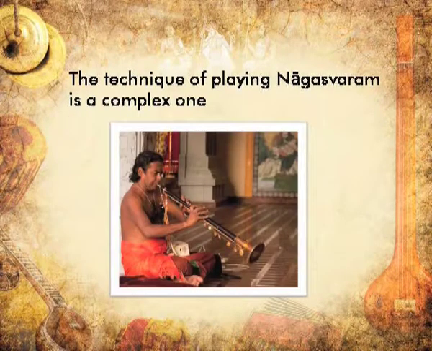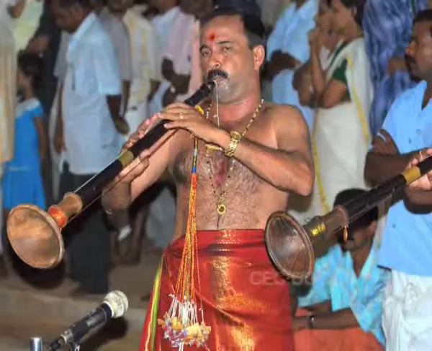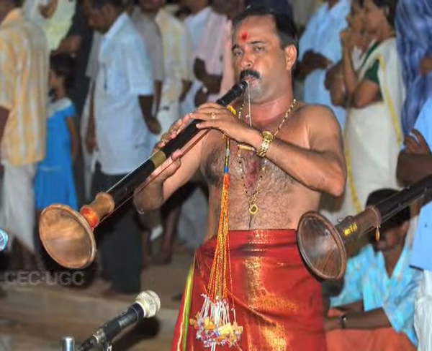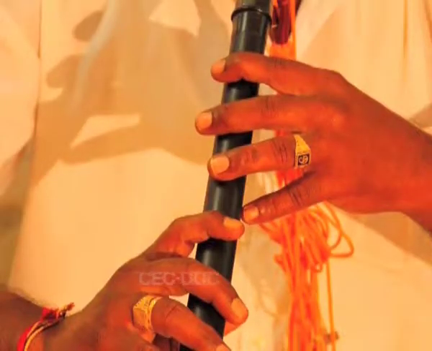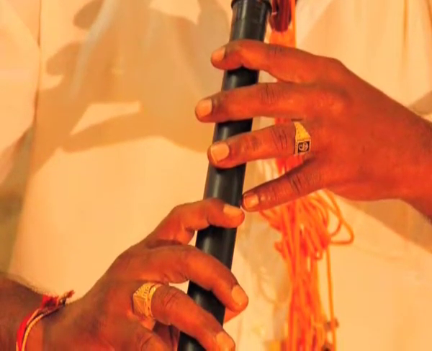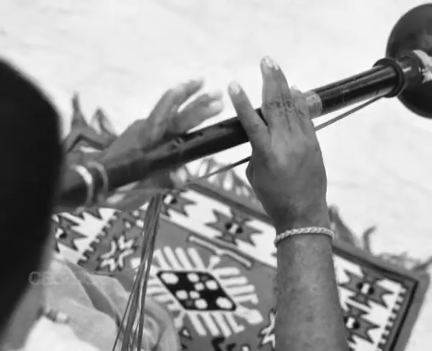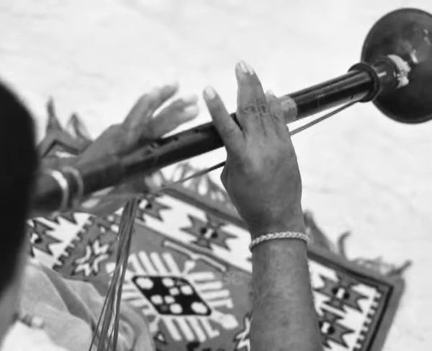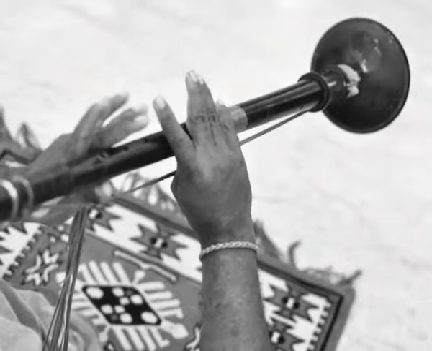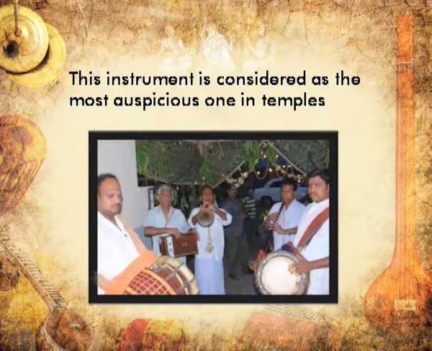The technique of playing Nagaswaram is a complex one. However, here the semitones and quarter tones are produced by skillful adjustments in the pressure of the air blown. Since the air is blown through reeds, the volume of the sound is more. This instrument is considered the most auspicious one in temples.